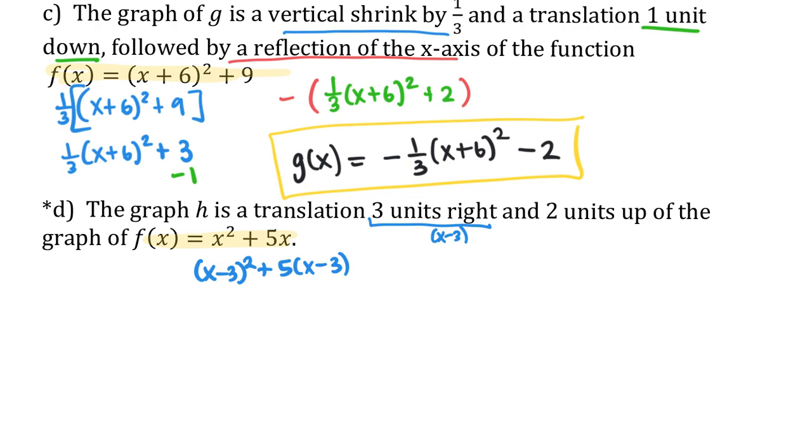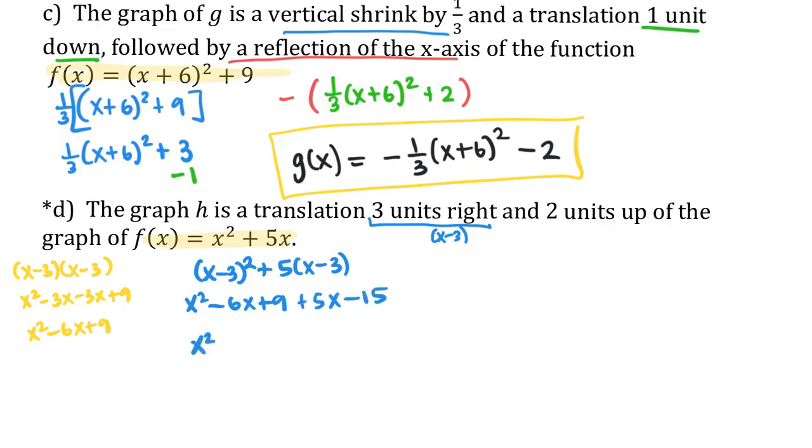Okay, I'm going to multiply this out. If I do x minus 3 times x minus 3, I get x squared minus 6x plus 9. Okay, so I have x squared minus 6x plus 9 plus 5x minus 15. Let's make this nicer. Minus x, 9 minus 15 is minus 6. Okay, am I done? No, now we need to go 2 units up. So what do I do? Plus 2. Okay, so now what do I have? x squared minus x minus 4. And this graph is called h of x.